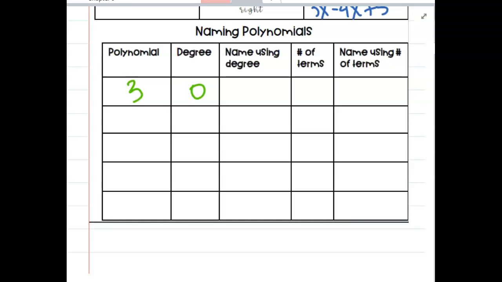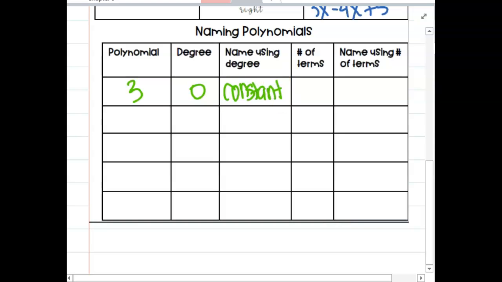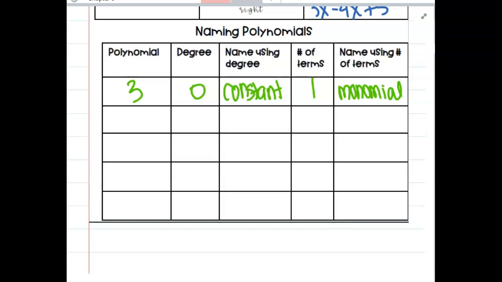And the name for anything to the 0 degree, or anything that doesn't have a variable, is called a constant. Because think about it, that 3 is constantly going to be a 3. It's always going to be a 3. It's never going to be anything other than a 3. It's going to stay constant. Now that 3, that's just one term. That's it. We already know what a polynomial with one term is. It is a monomial. A monomial.